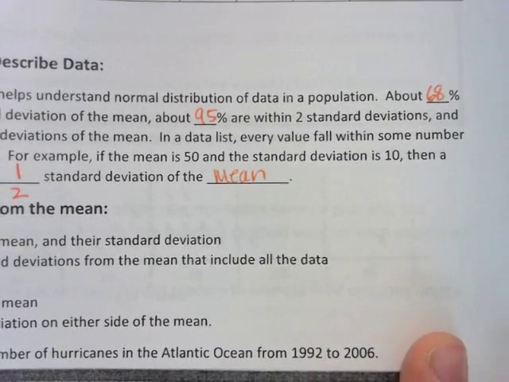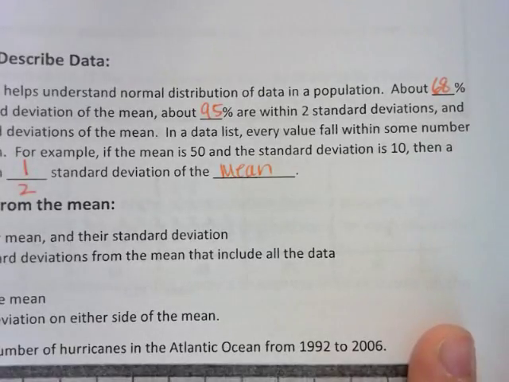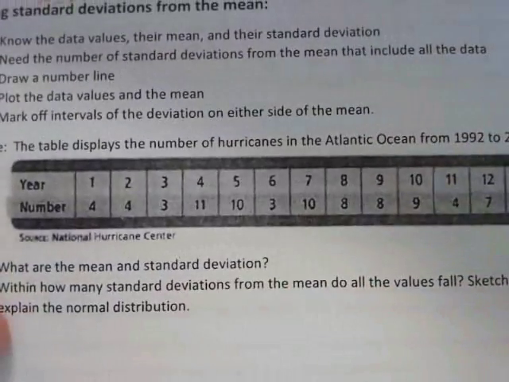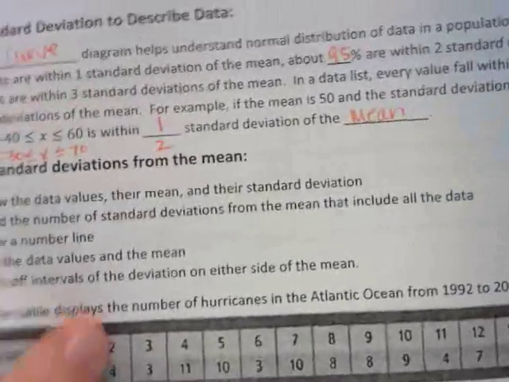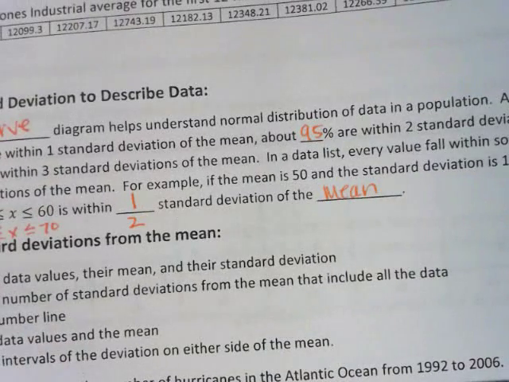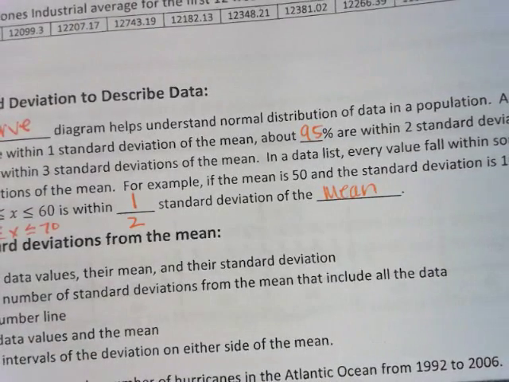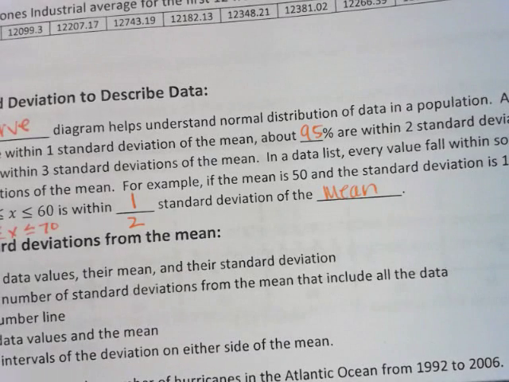Okay, so let's jump down to the example. 68% in the first standard deviation, 95 in the second, 99 in the third. Anything after that is probably an outlier if it doesn't fall within the 3.